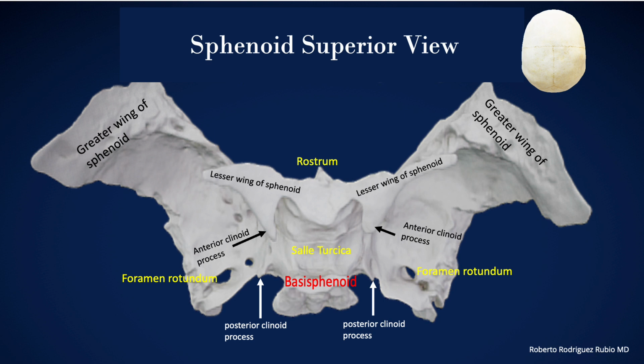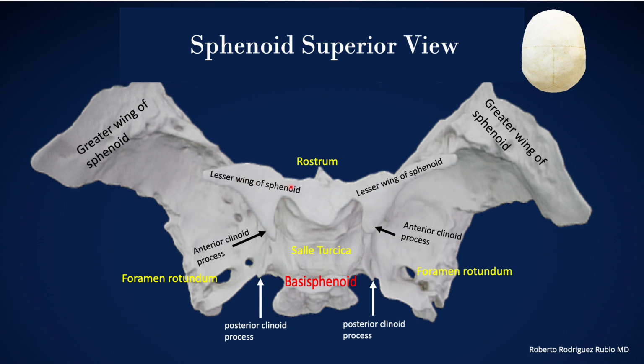Now we're looking at a superior view, and you can see, hey, here's the top of the patient's head, or the top of the skull here. And again, this is the view you're going to see mostly in cranial, because this is the way you're going to treat them. And here you can see the beak of the owl right there, the rostrum.